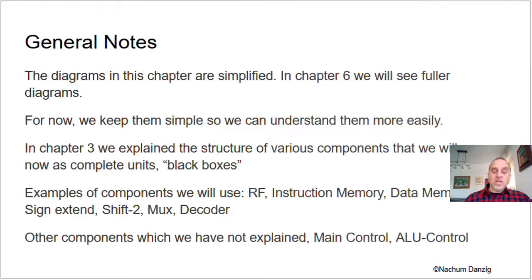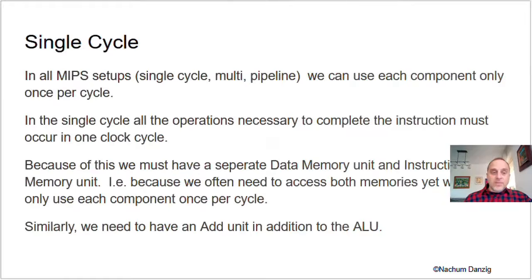All those components that we've discussed before, we are going to combine in creating the data path for the MIPS single cycle. We didn't explain the main controller and the ALU controller, which are two control units in the data path, in the architecture of the MIPS chip, and we'll discuss those also in the follow up to this video.